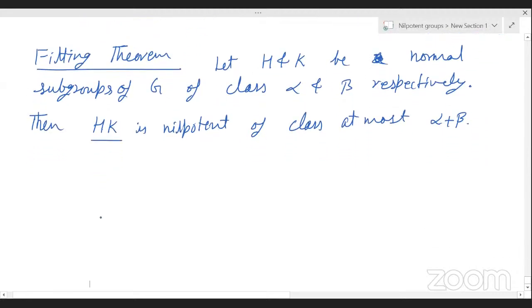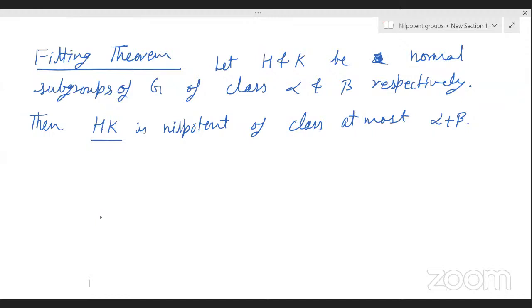I am not going to prove this theorem. You may see its proof in the book of Ramji Lal. But see what this theorem implies. What is the implication of this theorem? Suppose we have several normal nilpotent subgroups in a group G. Then we can take their product and that will give you another normal nilpotent subgroup.